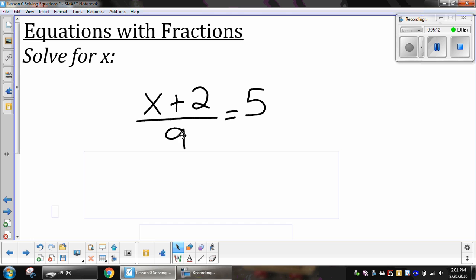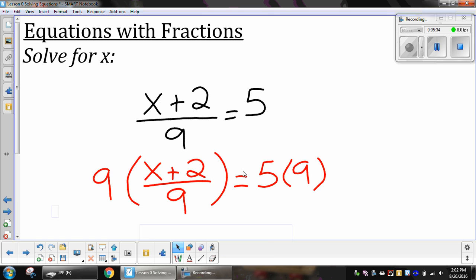So 9 is in the denominator of a fraction. So the first thing we're going to want to do is move that 9 so that we don't have a fraction anymore, because nobody likes fractions, so let's get rid of them. So x plus 2 is being divided by 9. This fraction bar means that we're doing some division. So what I want to do is multiply both sides by 9. And I'll show you what that looks like here.